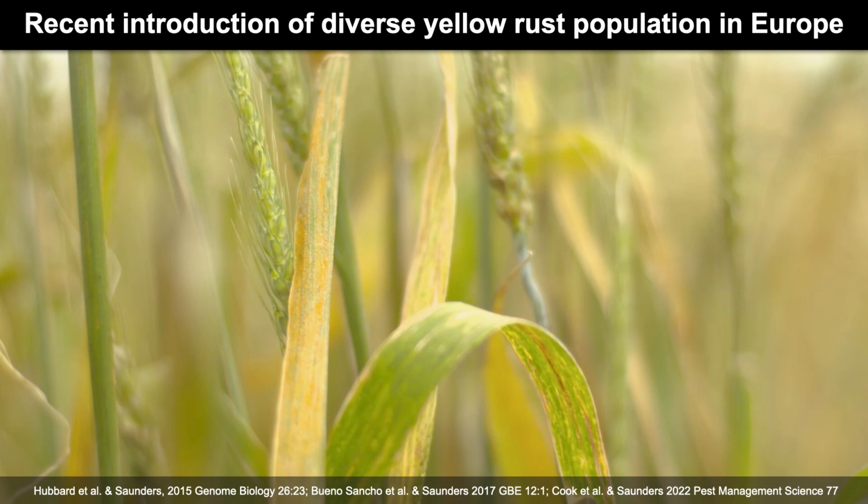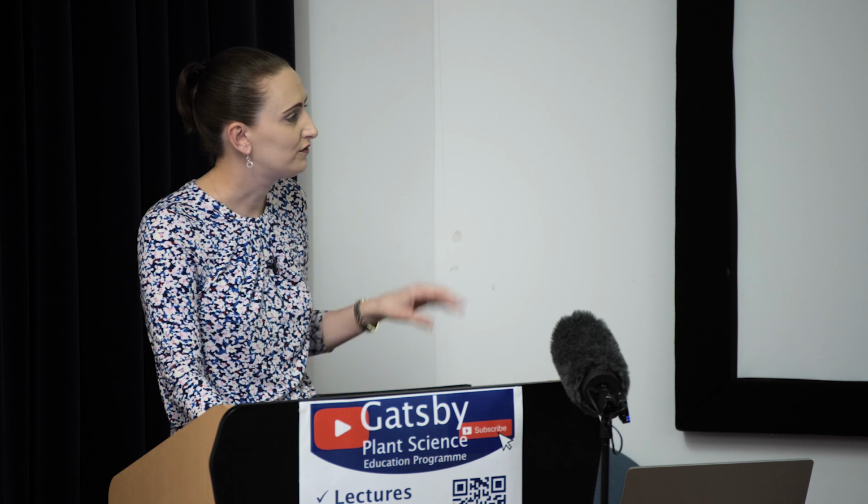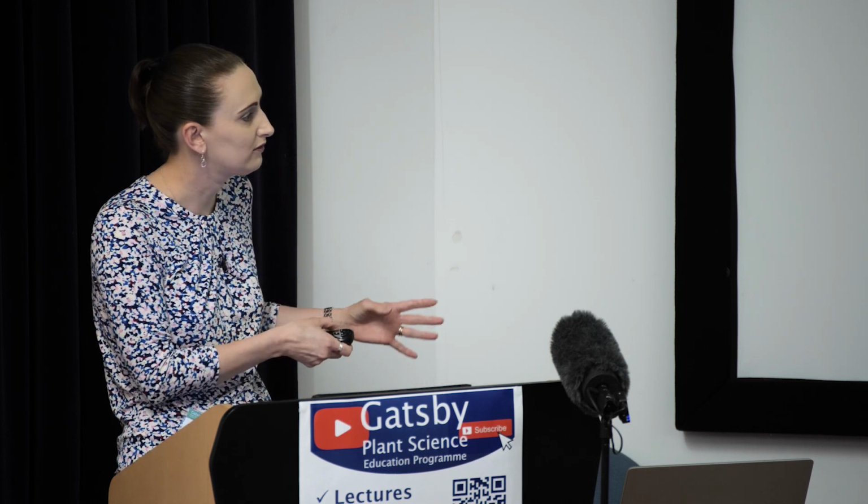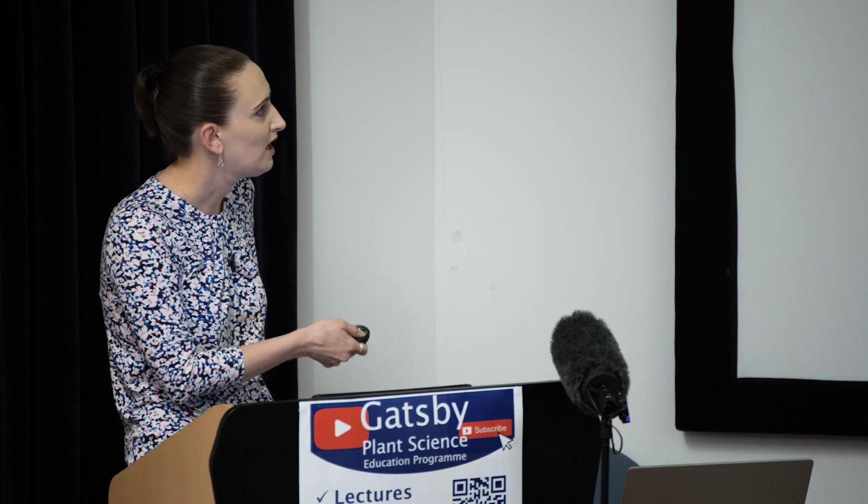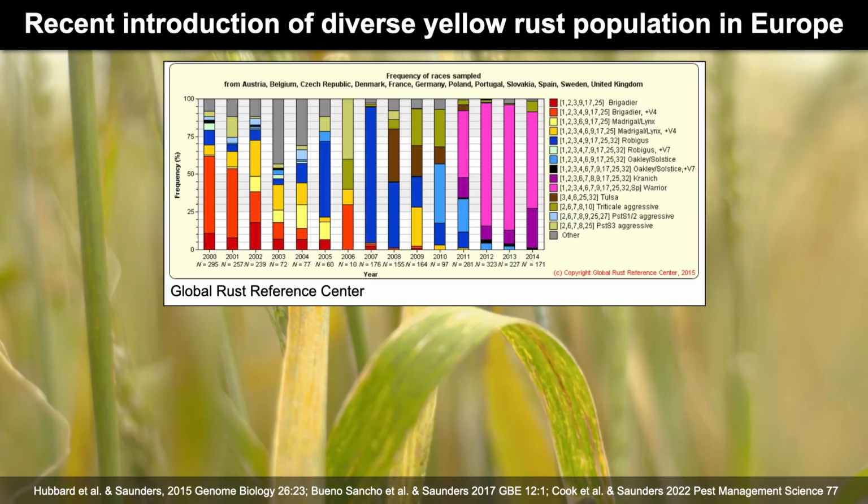So yellow rust, one of our serial killers, underwent a bit of a shift in Europe in 2011. At that point, we had the arrival of new strains of yellow rust moving into Europe. And we can see this in this diagram here.